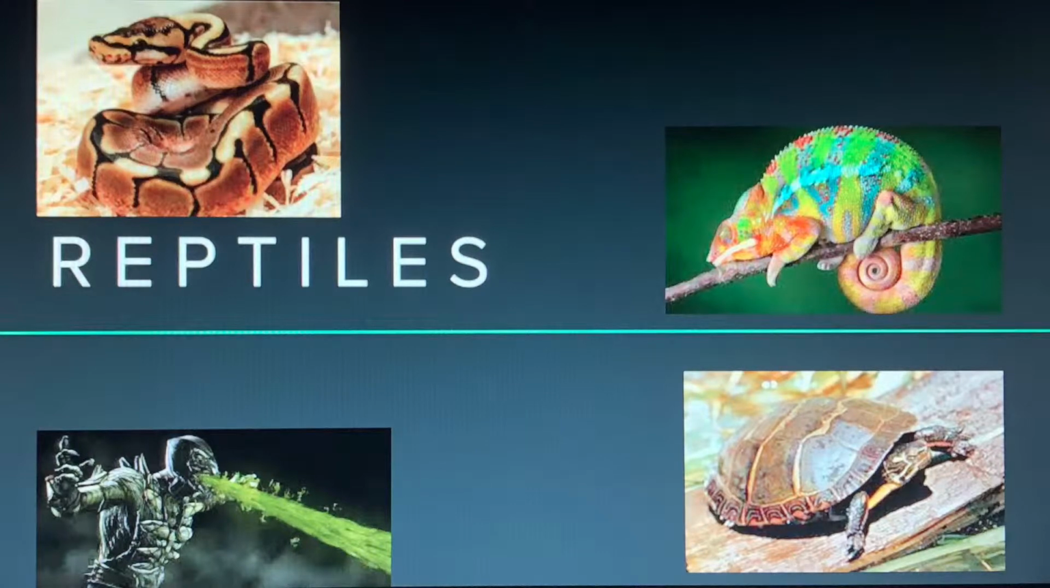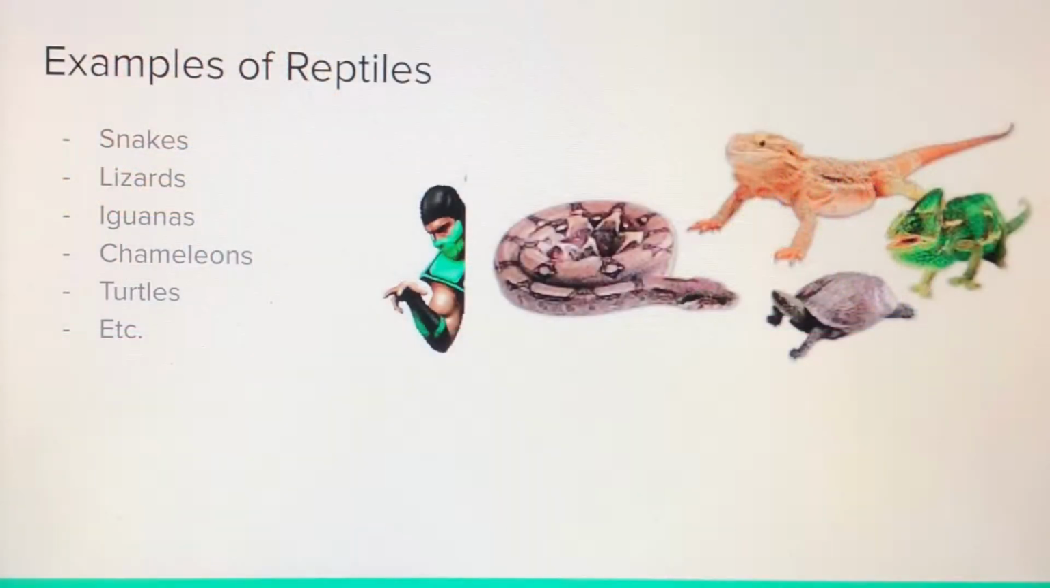Some examples of reptiles are snakes, lizards, iguanas, chameleons, turtles, and etc. See, part of that etc. is like the American alligator, the anaconda, the chameleon, the frilled lizards, what was that? Is this a Galapagos tortoise? What the heck is that?